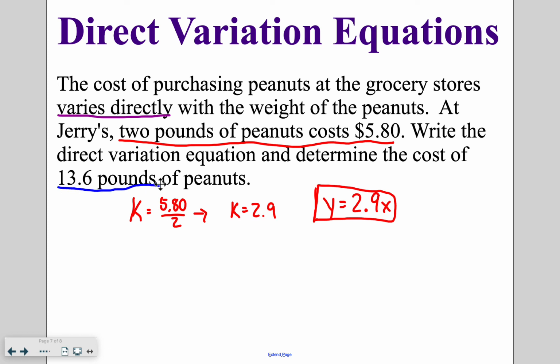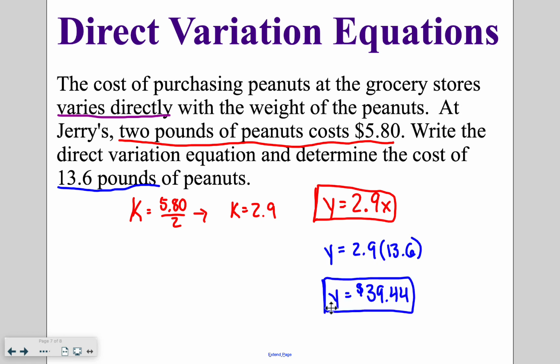Then it asks you to determine the cost if you purchase 13.6 pounds of peanuts. So go ahead and calculate that cost value on your own. So when you plug 13.6 pounds into your equation, you find that your final cost is $39.44.